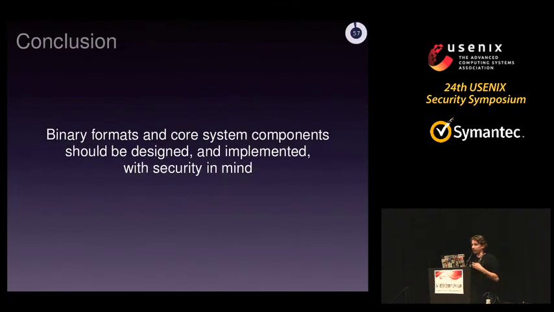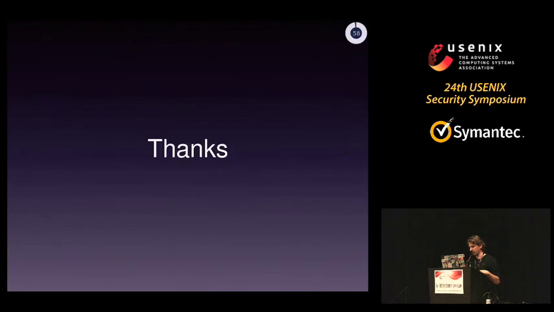So in conclusion, we think that binary formats and these core system components, such as the dynamic loader, should be designed and implemented with security in mind. Because when we were surveying all the dynamic loaders, it was clear that, for instance, the implementations of _dl_runtime_resolve were trusting the user input, because they just assume, hey, the compiler is going to emit this code for me, what bad could happen? But this might not be the case, and if it happens, we have these really reliable and portable exploits, and it has quite a wide impact. And with this, my talk is finished, thank you, and I'd be happy to take questions.